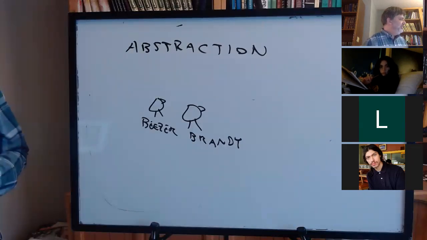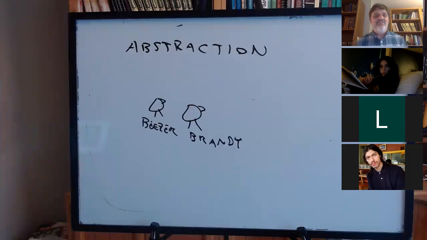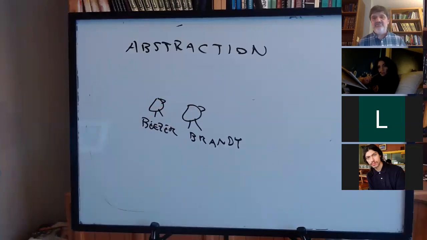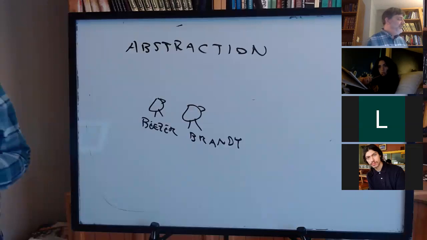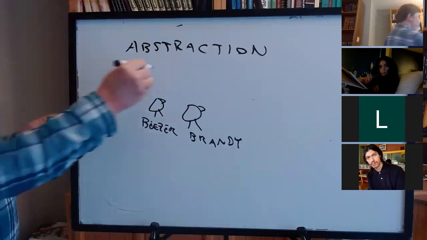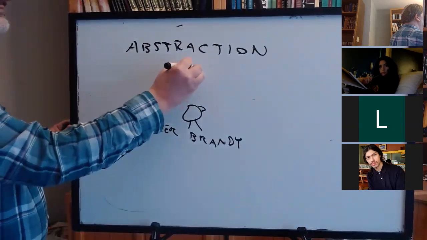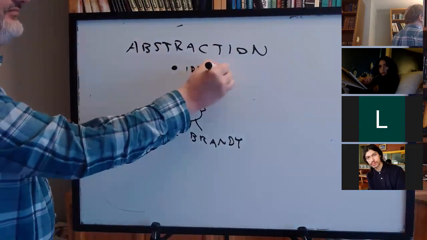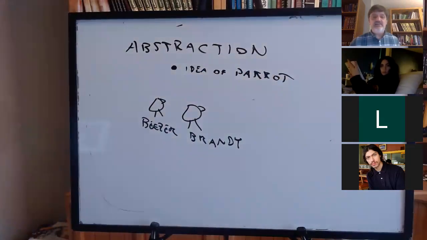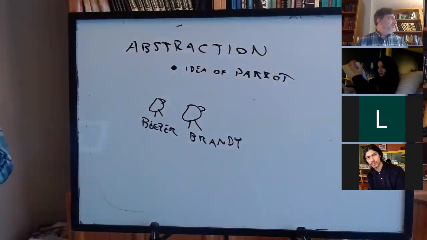Well, I guess I drew it the other way around. So let's say Brandy is bigger than Beezer. They're both green, but they're not exactly the same shade of green. They don't sound exactly the same, etc. There's a lot of characteristics they don't share. But nevertheless, the idea of parrot is an idea of both Beezer and Brandy. So what does that mean?